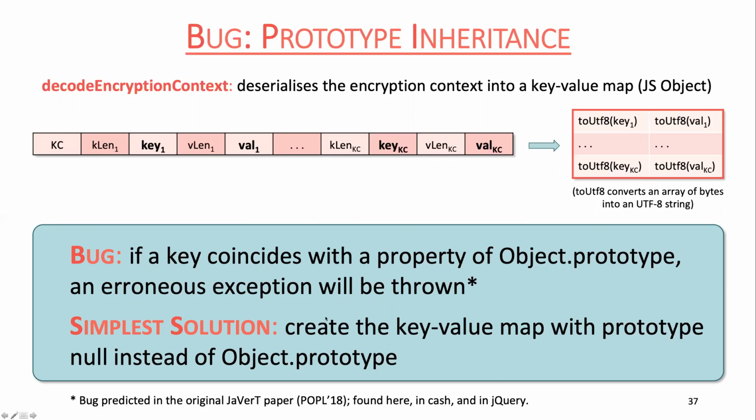And we just simply cut it off and didn't have it connected to the object.prototype to get our results to go through, though the code developer needs to choose what they want to do. This bug was predicted in the original theory and in the original Javert paper. It's found here, in cache, in jQuery, and in recent code that Gabby was looking at inside Amazon London because she's currently doing an internship here. So this sort of bug seems to be everywhere.